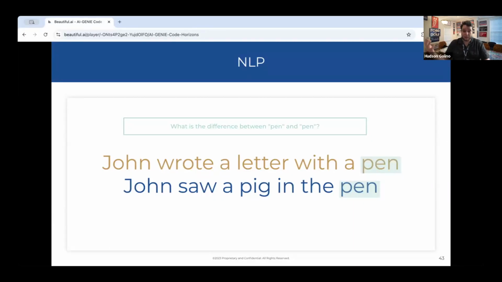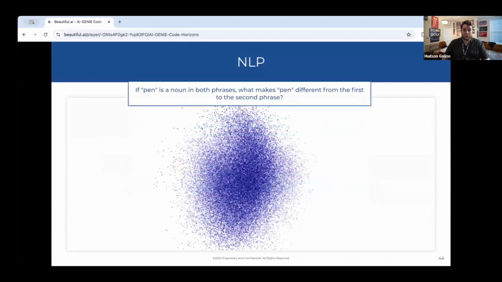In the second phrase, John saw a pig in the pen. The linguistic context is pig, as you said very well. And then when we combine pen with pig, we will interpret pen as being an animal enclosure, a space where we can put animals. And that's exactly correct.